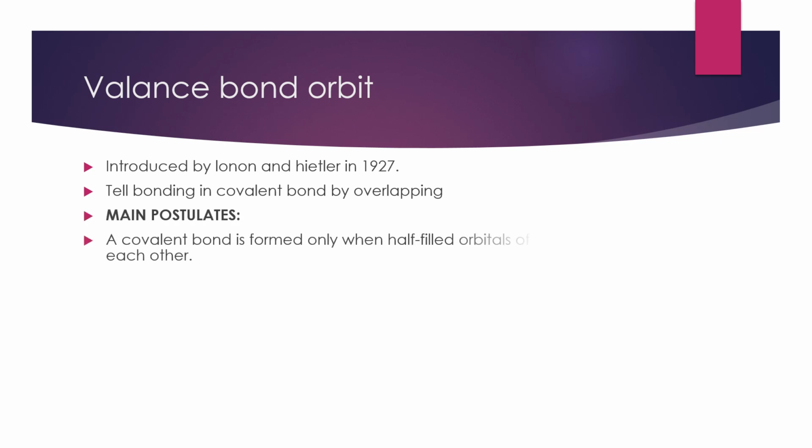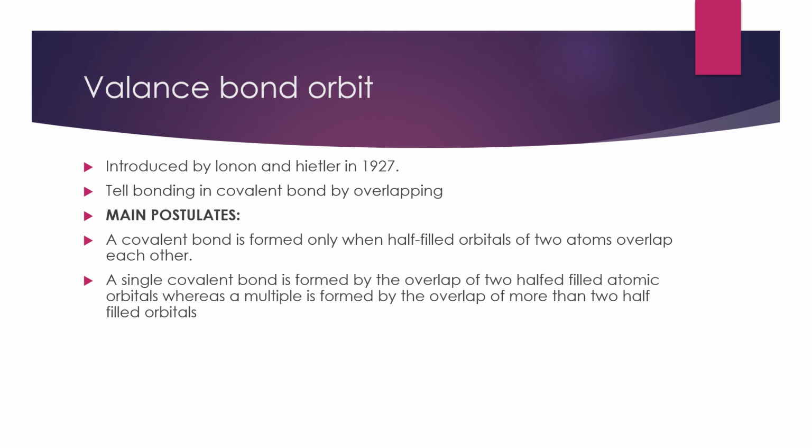Now the main postulates of this bonding are: a covalent bond is formed only when half-filled orbitals of atoms overlap with each other. It's not the whole orbital, it's only the overlapping of one axis. A single covalent bond is formed by overlap of half-filled atomic orbitals, whereas a multiple bond is formed by overlap of more than two half-filled orbitals.